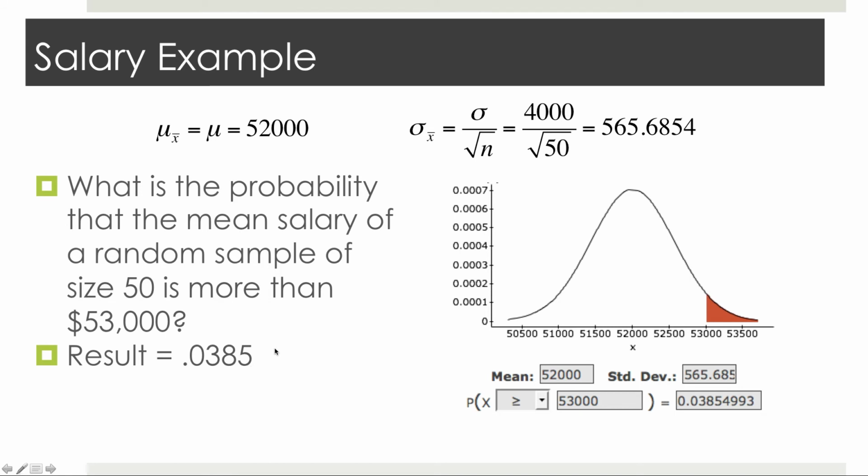So in other words, if you took many samples of size 50, then only about 3.85% of them can be expected to have a mean of 53,000 or more. And so it's very unlikely that if you took a sample size of 50 or more, the mean of salaries that you calculate will be higher than the one that you've gotten here. So that's our first example. It also serves to illustrate the importance of looking at the distribution before you do any calculations.